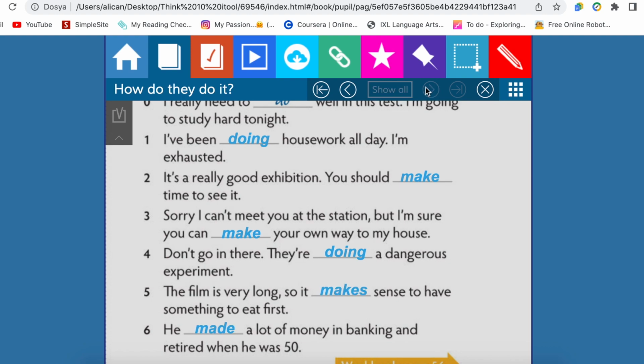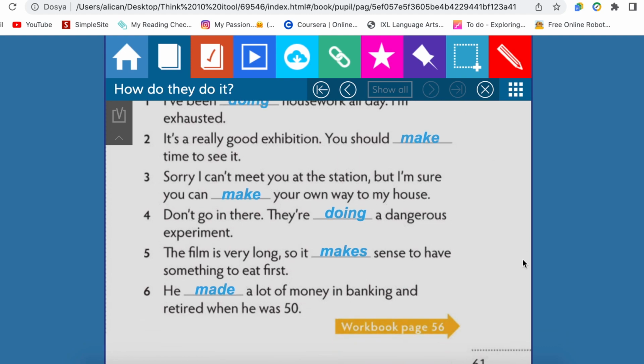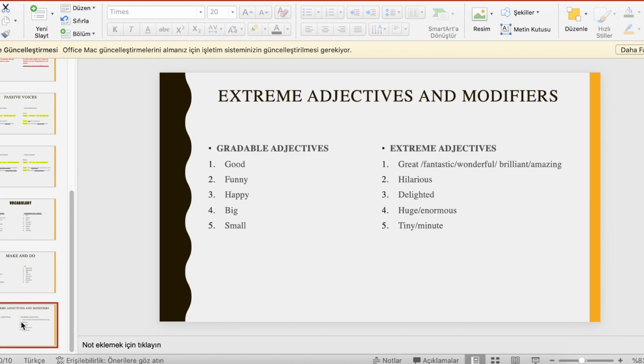Okay, let's continue. Now, extreme adjectives and modifiers. Please, guys, in the class I told you we have gradable adjectives which are good, funny, happy, big, and small. And we have extreme adjectives which are great, fantastic, wonderful, brilliant, and amazing. For funny it is hilarious, happy, delighted, big, huge, enormous, small, tiny. These are unit 6, page 58. Remember that we use very with gradable adjectives, absolutely with extreme adjectives, and really with both gradable and extreme adjectives.